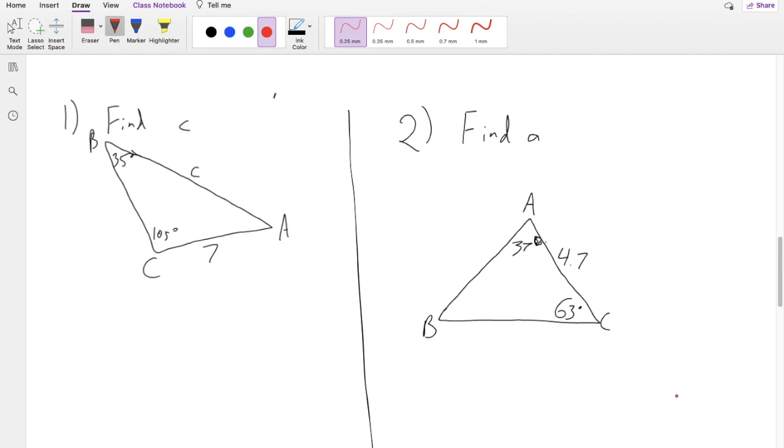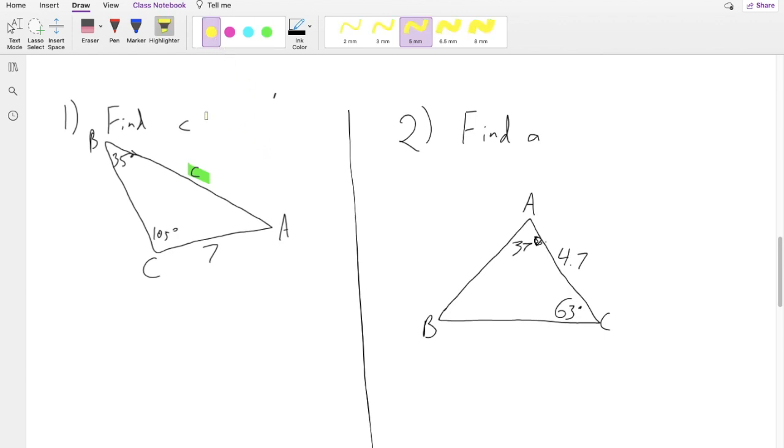So in this video, we are going to be looking through examples and how to use the law of sine. Looking at this first example, we are asked to find the side C. One thing you need to know with trig is that the opposite side and the angle are going to be the exact same letter. Angles will always be capital letters, while sides will always be lowercase.